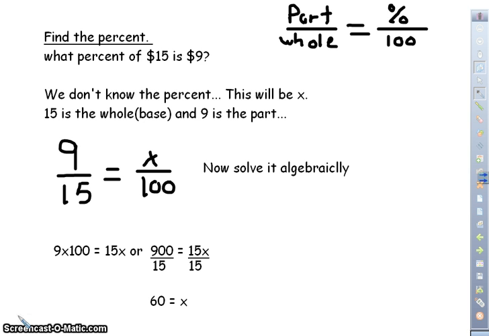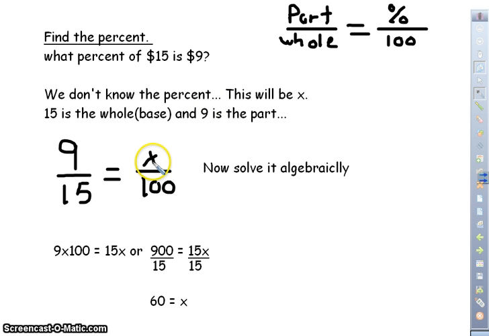All right, now that you're back, this is finding the percent, which is what we're looking for. So here's the question that they're going to ask. What percent of $15 is $9? We don't know the percent. This will be X. 15 is the whole, which is the base, and 9 is the part. Usually the base is always going to be the larger number, and the part will be the smaller number, and it's going to be pretty specific as to what the percent is if that's what you're trying to find.